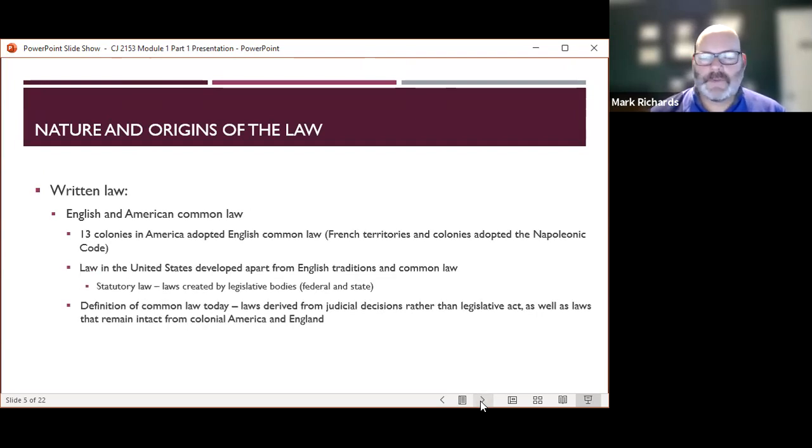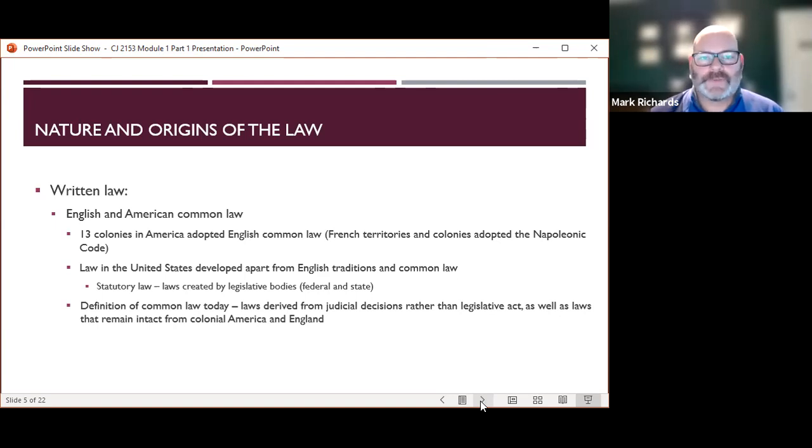As I said earlier, the 13 colonies in America adopted the English common law, but on this continent you also had French territories and colonies that adopted the Napoleonic Code, as well as Spanish colonies that adopted the Spanish rule of law. The law in this country developed separate from English traditions and common law. The American system of justice, the criminal justice system and criminal law, is based upon statutory law. These are the laws created by legislative bodies at the state level and the federal level.